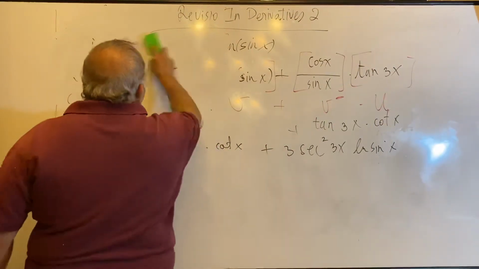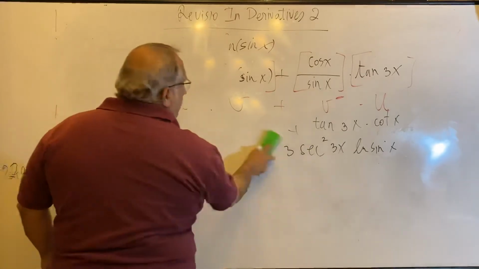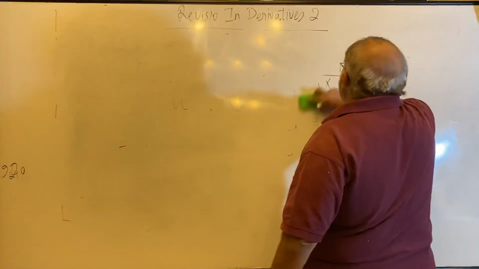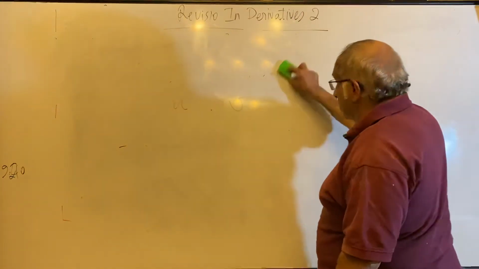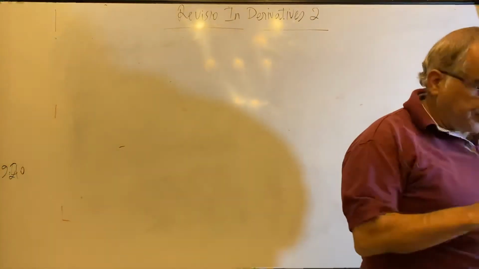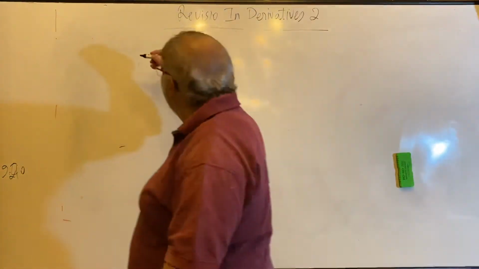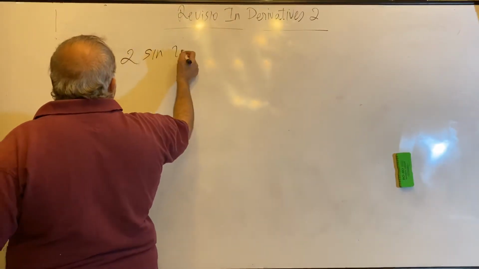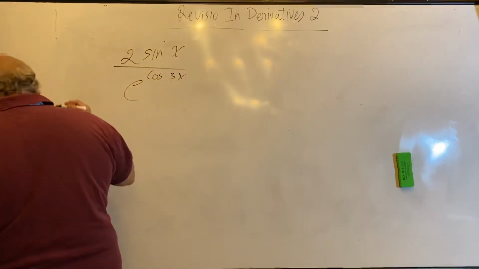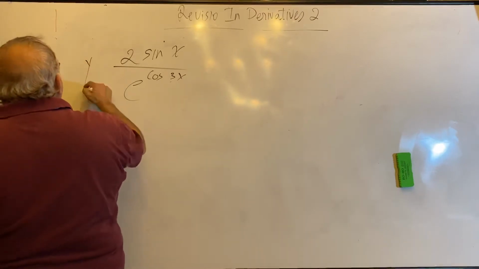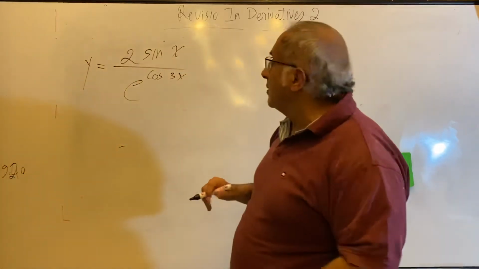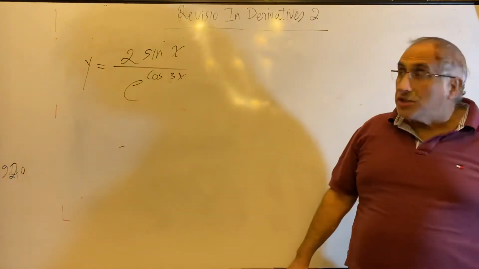Let's look at the second one. What is the second one about? Let's choose a question about quotient rule. All right? Now, 2 sine x, for example, over e cosine 3x. This is called y. You can see numerator and denominator. That's called division. Yani, in English, quotient.